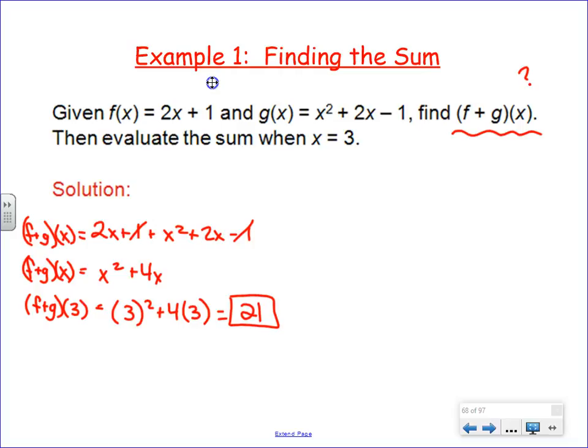Does that make sense? The notation. So if you see two functions with some operation and then a parenthesis that does not mean times, what does it mean? What word do you put in there? Of. And think substitution and think plugging in. Does that make sense?